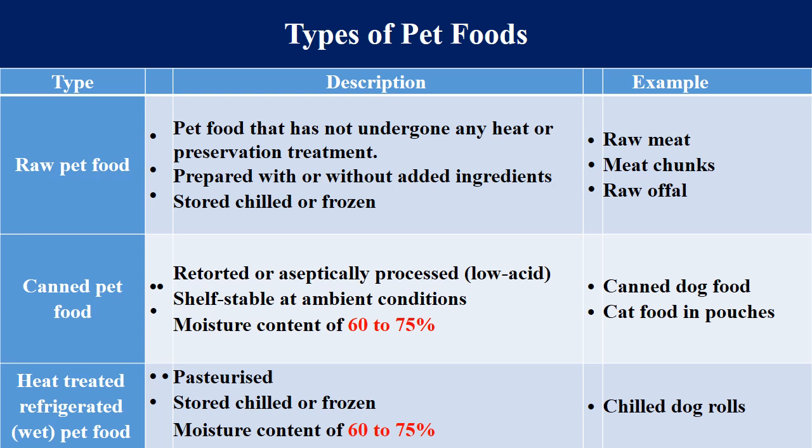The third category is heat-treated and refrigerated pet food. They are partially heat treated, they are wet, and they are stored in the refrigerator. They can be just pasteurized, so they are not fully sterilized, and they should be stored in chilled or frozen condition. The moisture content can be 60 to 75%. An example is chilled dog rolls.